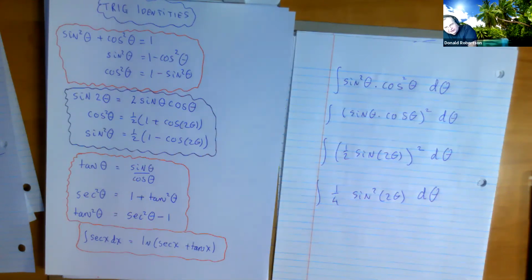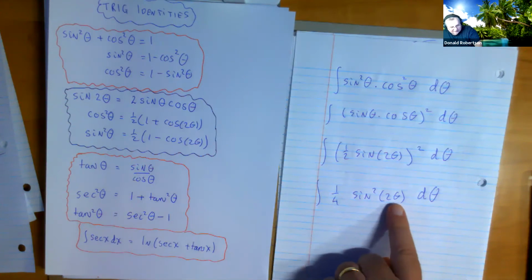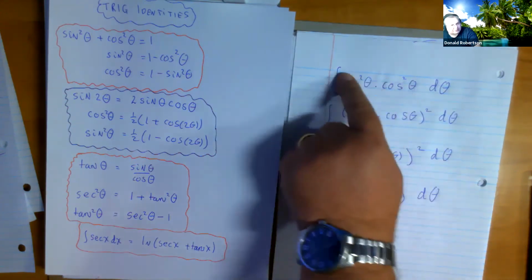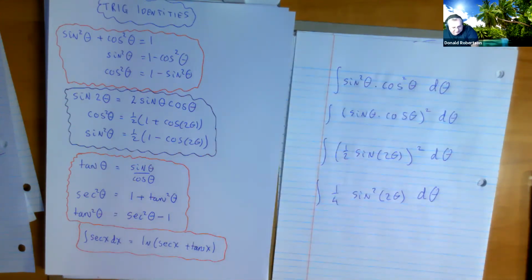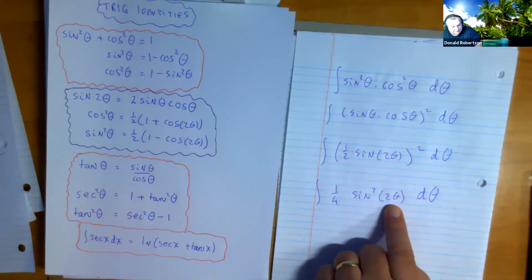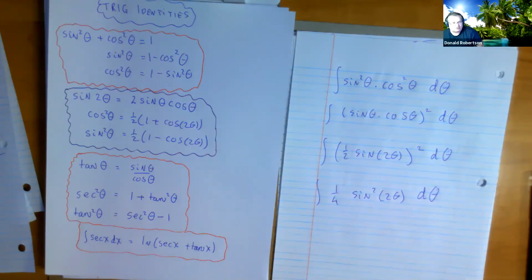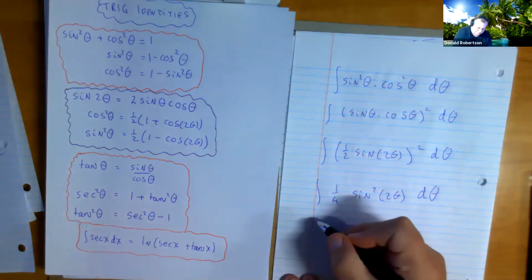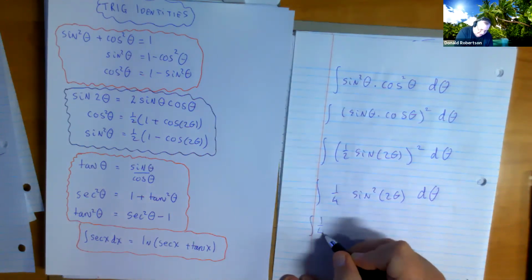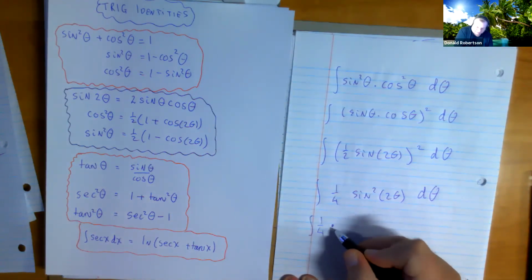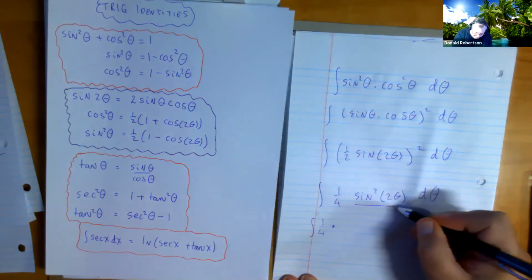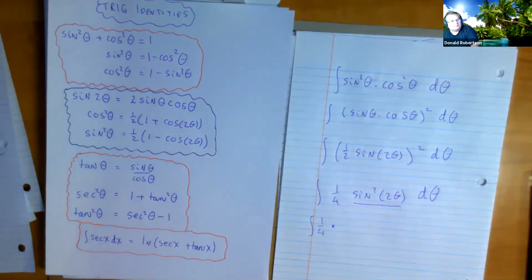And it's good, and it's kind of bad. The good news is that it's a little bit nicer than it was. The bad news is, how do you integrate sine squared 2 theta? And it's not that obvious what you should do. But this is the only thing that will work. We have to figure out another way to write that guy.